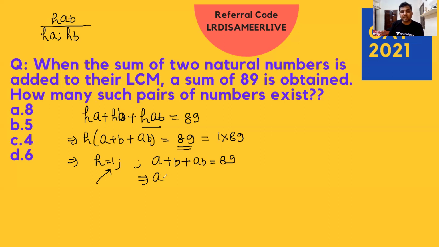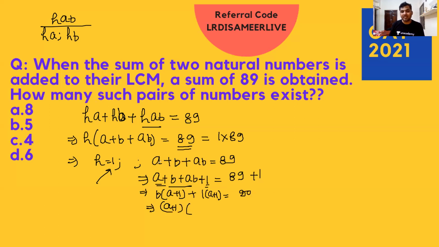So here is a very beautiful concept that you must have learned in number system. To solve an expression like this, just add 1 on both sides. Why am I doing so? So that when I take B as common here, you'll get A plus 1, and finally, you can take A plus 1 common from the complete expression. Now you see that this expression can be written as A plus 1 into B plus 1 equal to 90. Now, A and B are supposed to be co-prime with each other. Just find out the factorization form of 90.